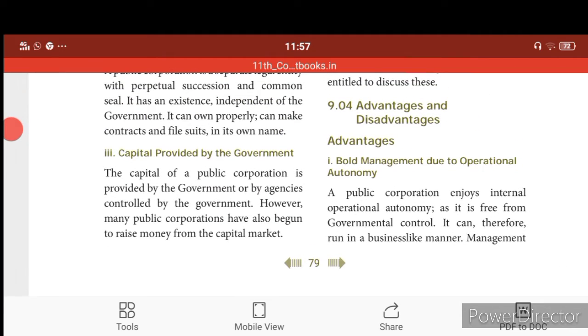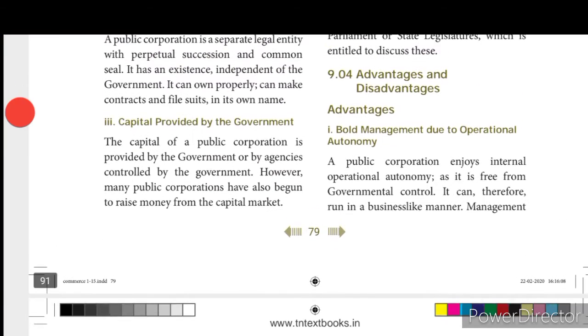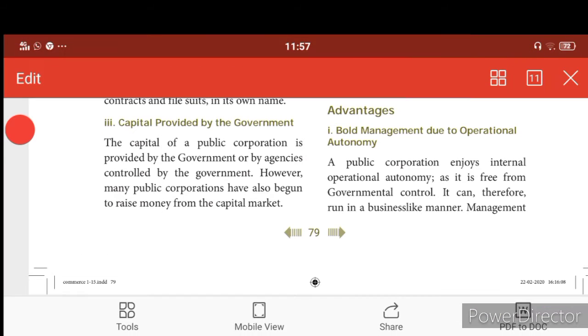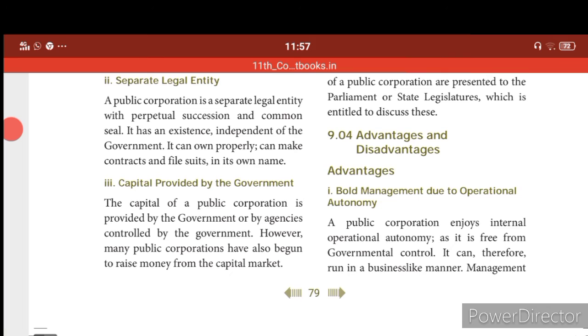The first point is bold management due to operational autonomy. So the management is going to be very bold. The reason is, even though you have got the finance for the public corporation from the government, or from the parliament or the state legislature, the day-to-day transactions are not monitored by the legislature. Only the most important decisions or anything about the strategy is discussed with the parliament. Other than that, it is not monitored completely by the legislature.